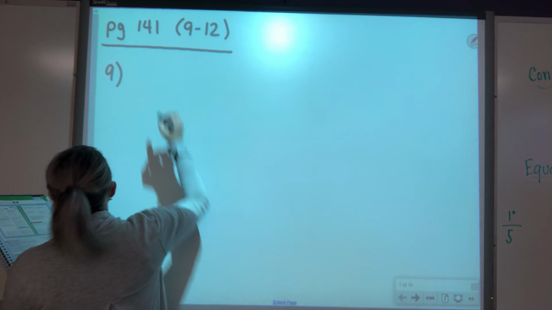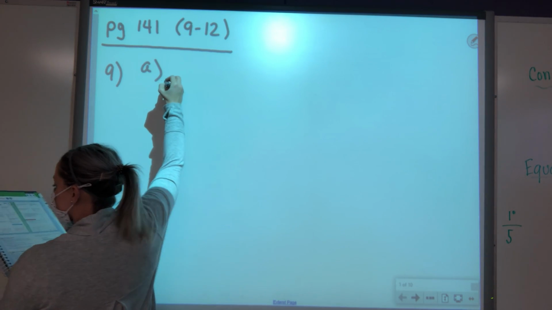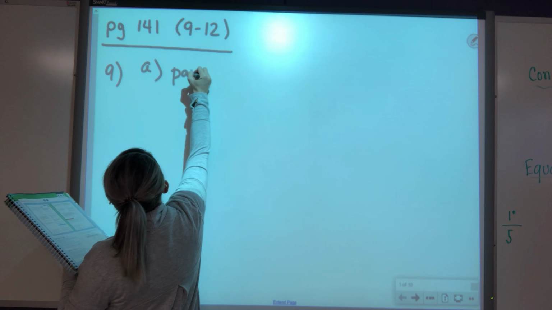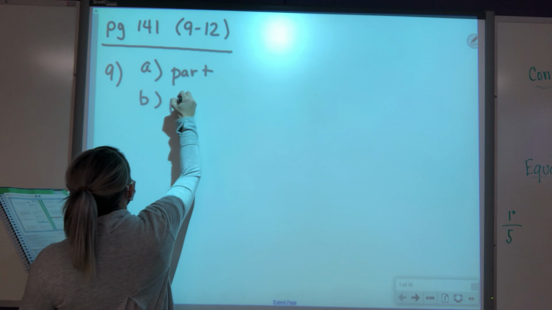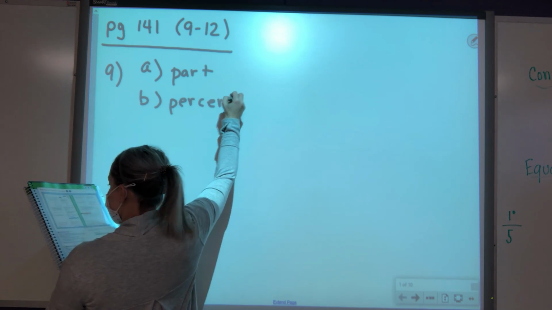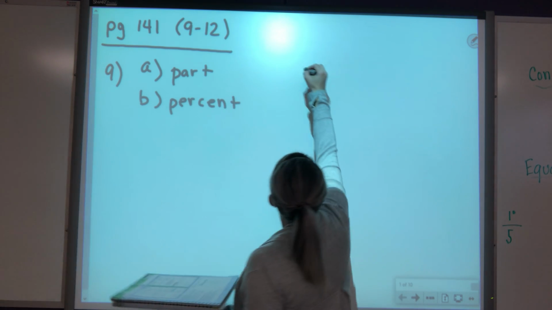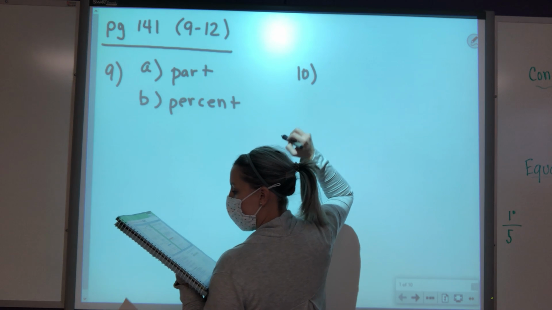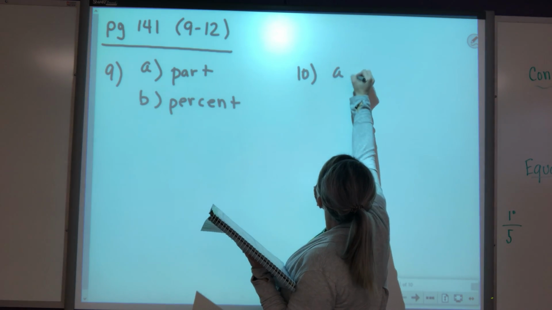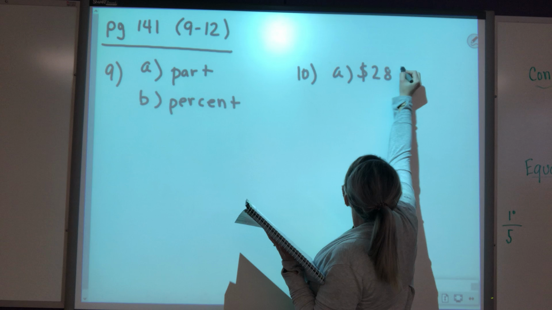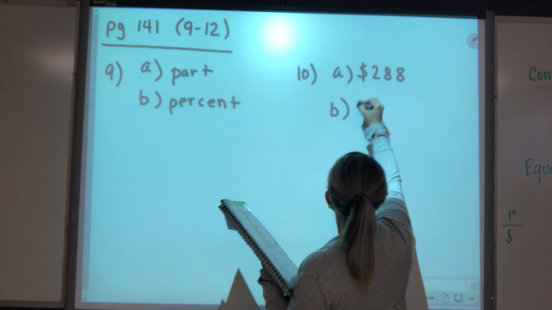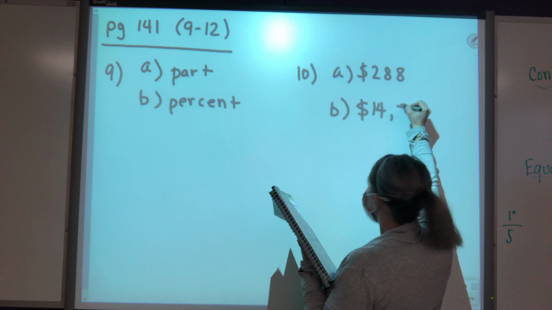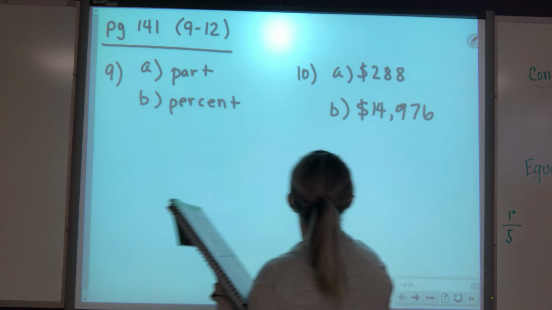Okay, so it's number 9, letter A. You should have part. And letter B, you should have percent. Number 10, letter A, you should have 288. And letter B, 14,976.